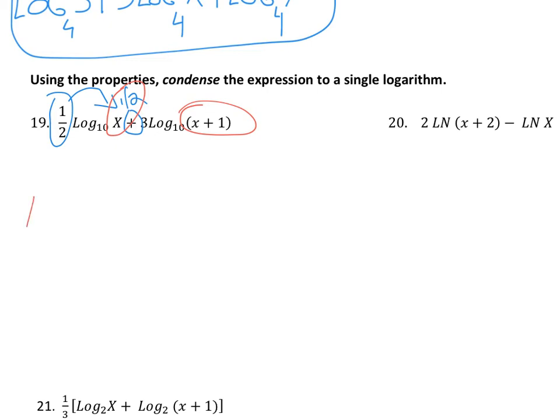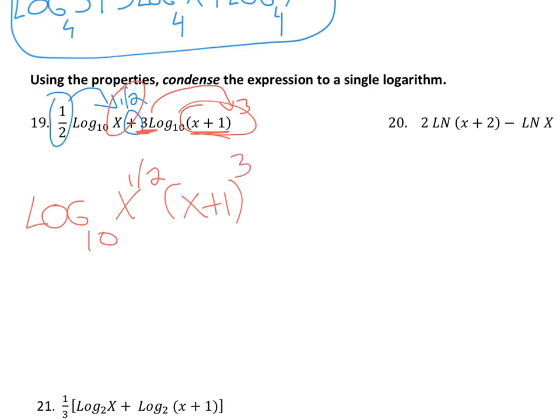So when I rewrite this as one logarithm, I'm going to have log base 10, I'm going to have that x to the 1/2, and I'm going to multiply it by this, the x plus 1. Oh, and actually the one thing I forgot here, I have this 3 in front, so I'm going to put this 3 right there. So I'm going to multiply it by x plus 1 quantity cubed.